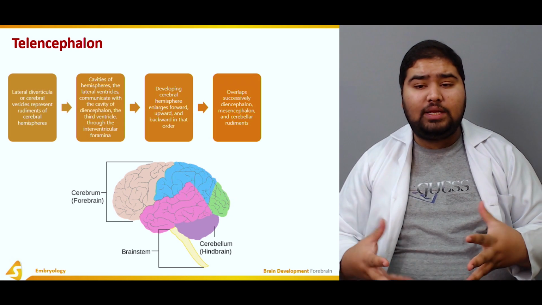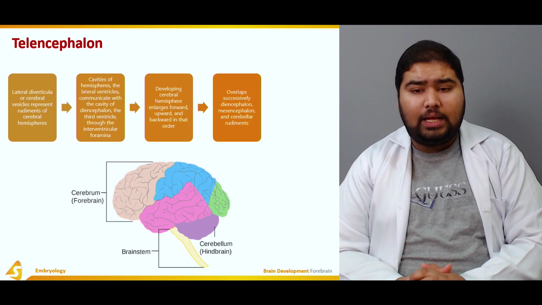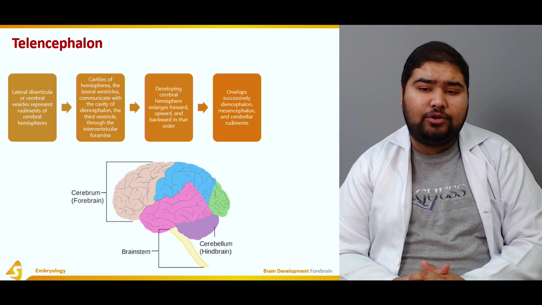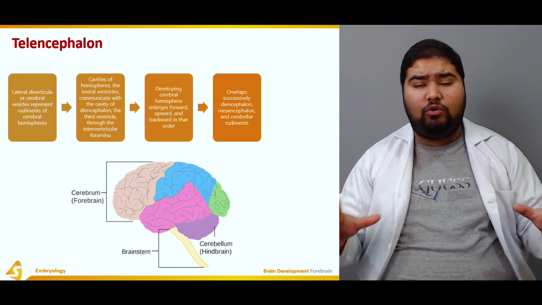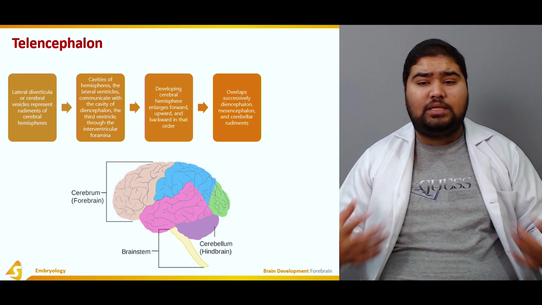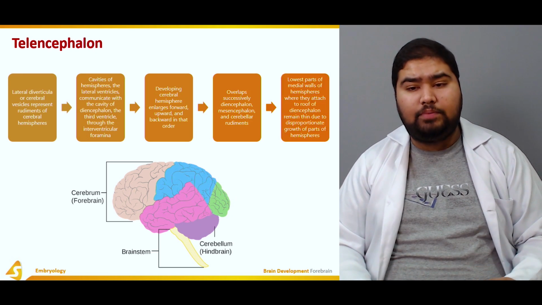So overall, they overlap the diencephalon and the mesencephalon and the cerebellar rudiments. This forebrain is expanding so rapidly that it overshadows the development of the midbrain and the development of the hindbrain.